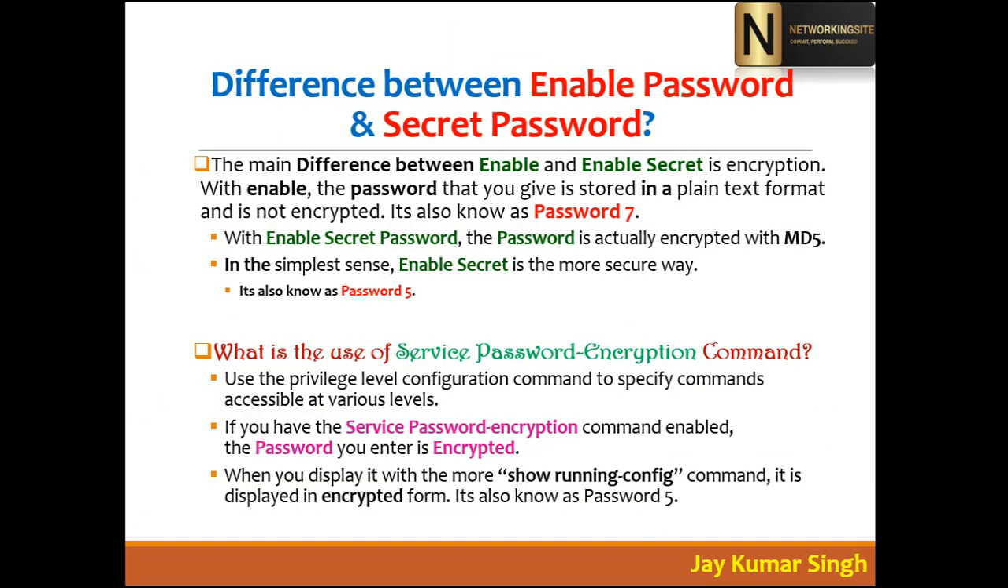Now, the difference between enable password and secret password: you already know that the normal enable password is plain text. It is not encrypted. Password 7 is plain text format. Password 5 is encrypted, and password 5 is encrypted with the help of the MD5 algorithm. So that's why password 5 is more powerful than password 7. And you can see here how to find it and get the details of those passwords. It is written here, running config.